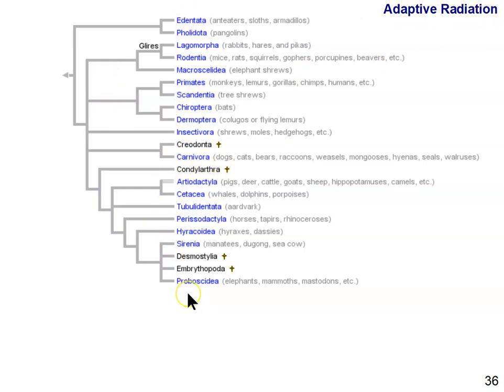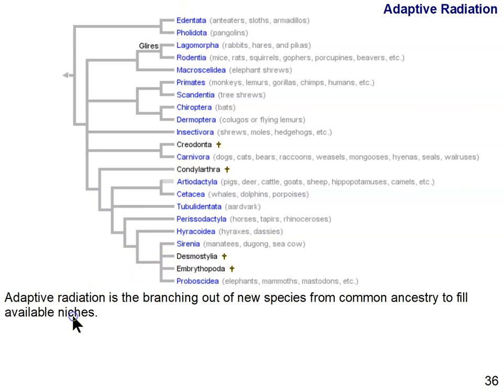All these different mammal groups, or orders actually, like kingdom, phylum, class, order, right? They're in the class Mammalia, and so each one of these is a different order. And all these different orders evolved to fill different niches. So that's the idea of adaptive radiation, the branching out of new species from common ancestry to fill available niches.